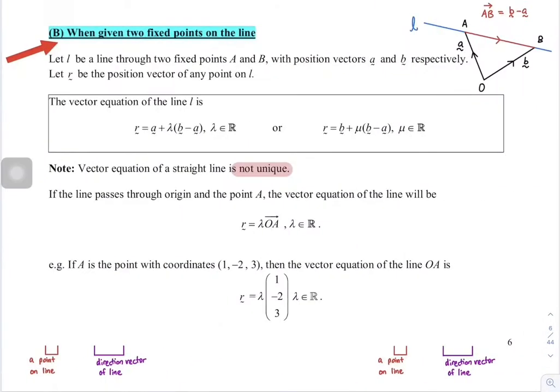Now in the next instance, we are given two fixed points on the line. So for example, in this particular diagram, the line L passes through the point A with position vector a, and also passes through the point B with position vector b. The vector equation of the line L can be written as a plus lambda (b minus a), or b plus mu (b minus a).